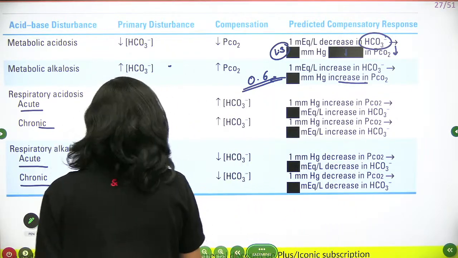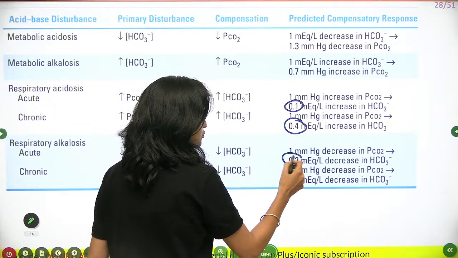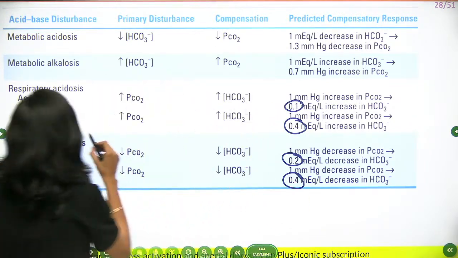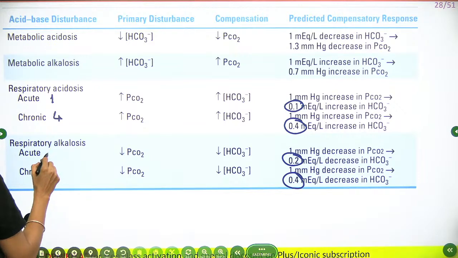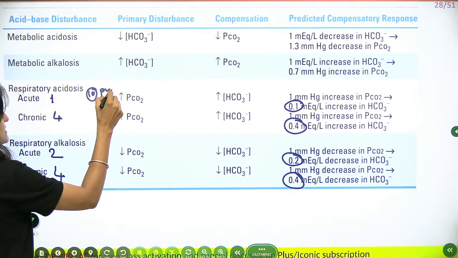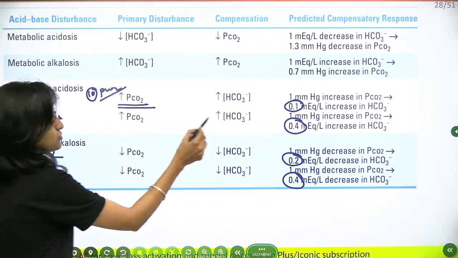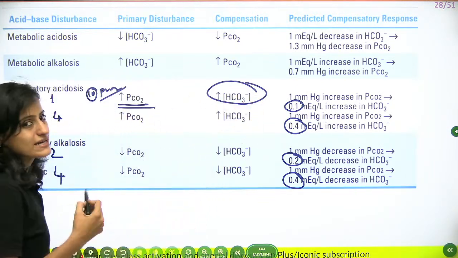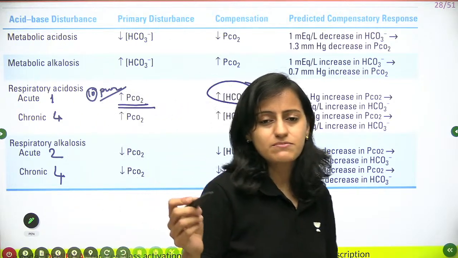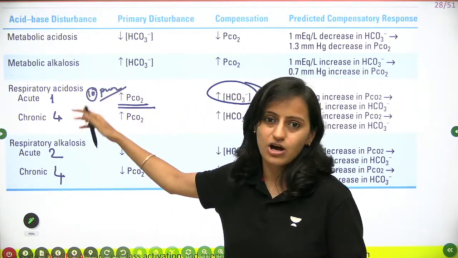Respiratory acidosis, let me show you the values. It is 1, 4, 2 and 4. So basically in your acute, it is 1, 4 and it is 2 and 4 for chronic, for every 10 change in PCO2. Now you know that respiratory acidosis is increase in PCO2. The compensation is your increase in bicarbonate. So just remember the values. It is 1, 4, 2, 4. Acute acidosis, chronic acidosis. Acute alkalosis, chronic alkalosis.